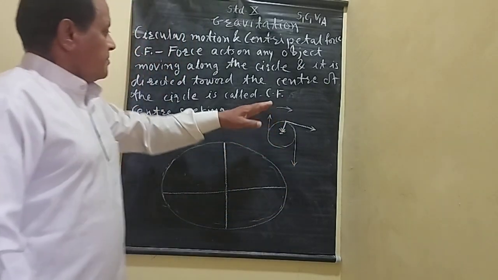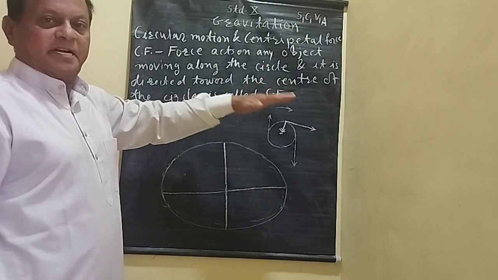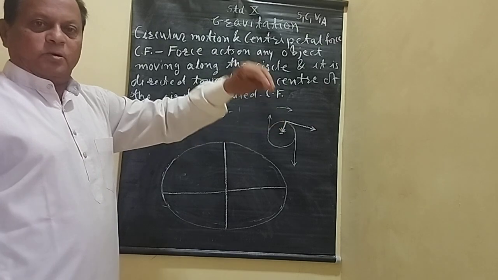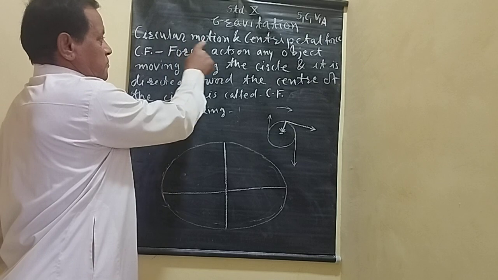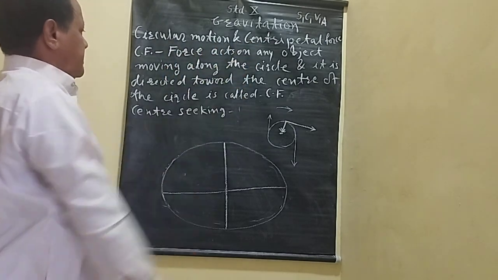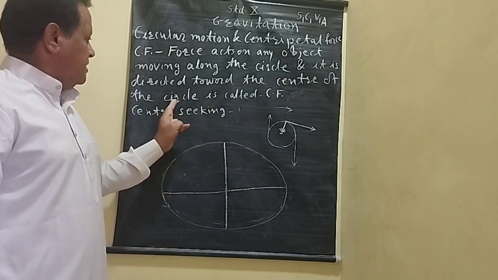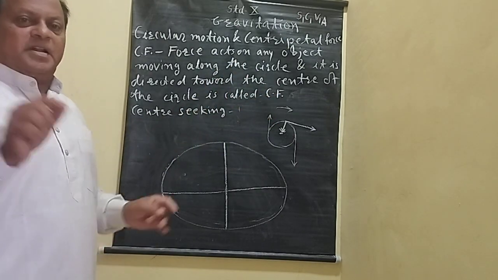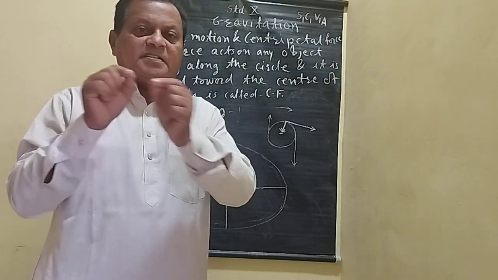So this is about centripetal force. Centripetal means center seeking, meaning the object tries to go toward the center. Again I will repeat here, circular motion and centripetal force. Force acting on any object moving along the circle, and directed toward the center of the circle, is called centripetal force.